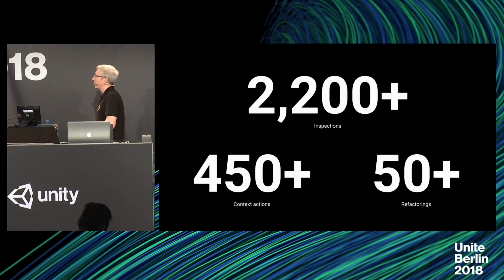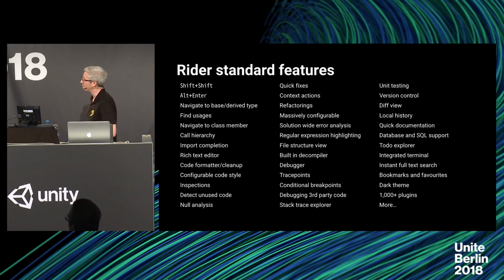But that's just the tip of the iceberg. We're built on top of ReSharper, which has about 14 years' worth of code in there. So Rider gets to use well over 2,000 inspections. We've got a whole load of context actions and a load of interesting, complex refactorings as well. I don't have any time to show you those. There are more useful features in here, like conditional breakpoints, so you can have more complicated debugging scenarios.